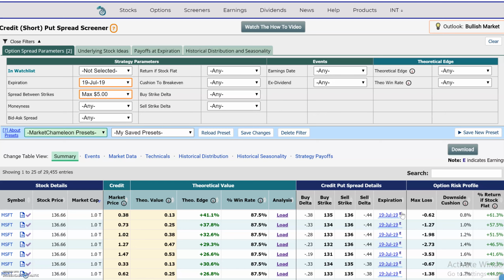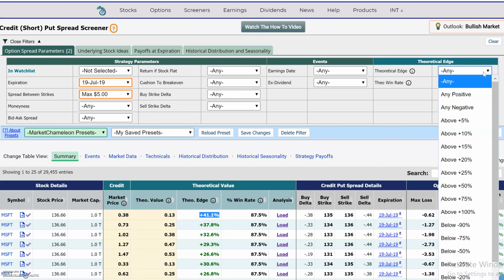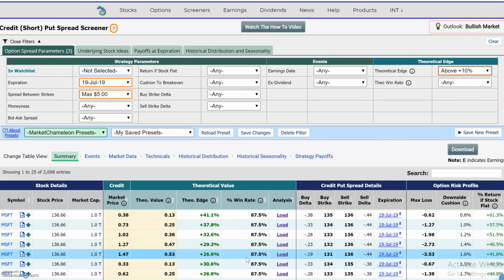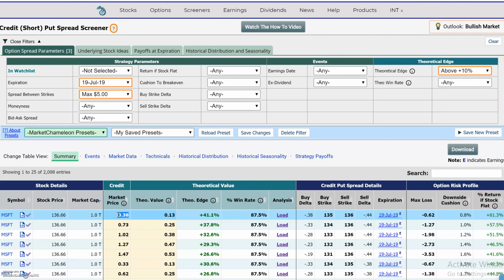One of the first things I do is look for credit put spreads with positive theoretical edge, meaning that the market price we're selling the credit put spread at is above a long-term theoretical value, giving us a theoretical edge. So here I'm going to set the theoretical edge above 10%, meaning that the market price that we're going to sell it at is at least 10% higher than the long-term theoretical value, giving us an edge.